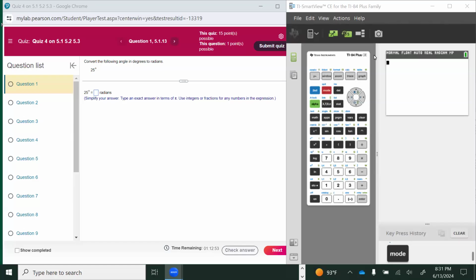Hello, everyone. In this recording, I'm going to go over the quiz 4 problems with you on sections 5.1, 5.2, and 5.3. So the first question asks us to convert the following angle from degrees to radians.